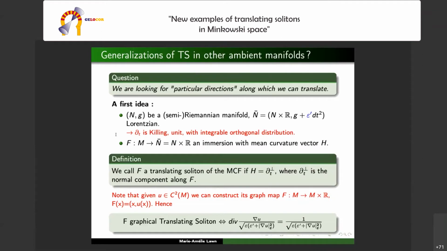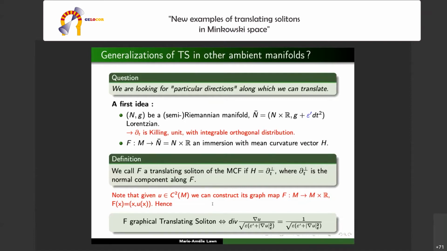So this means that we can consider graphs in the direction of the vertical, so to say, the vertical axis. So we replace our vertical axis by this dt here. And we will call F a translating solution of the mean curvature flow if the mean curvature is no longer the perpendicular part of the vector v, but the perpendicular part of this dt, of this special Killing vector here, where this is the normal component along F.